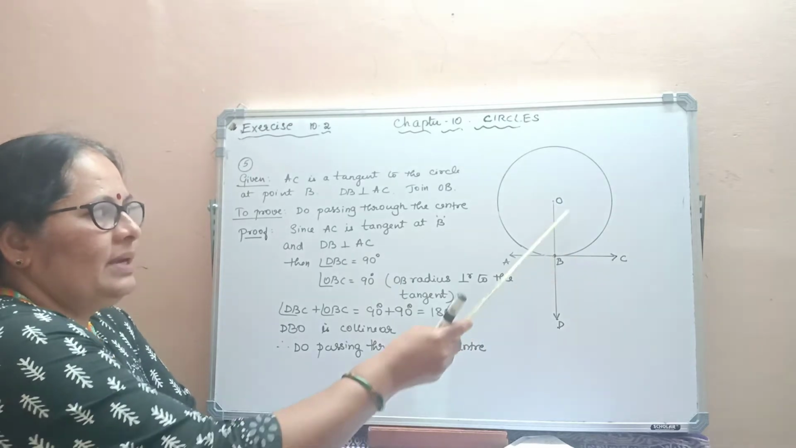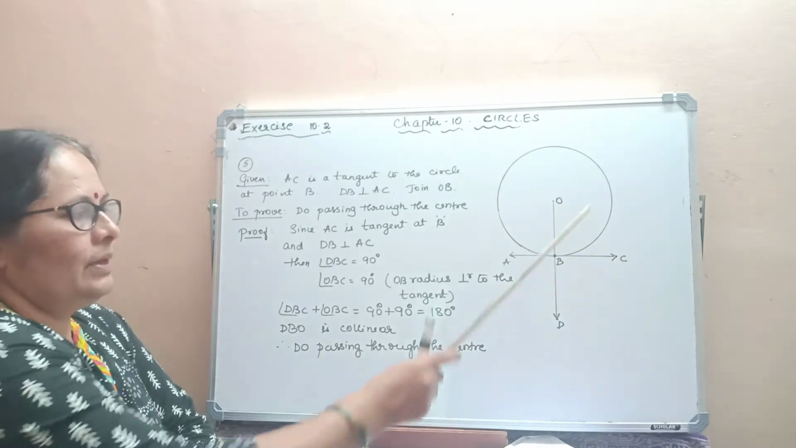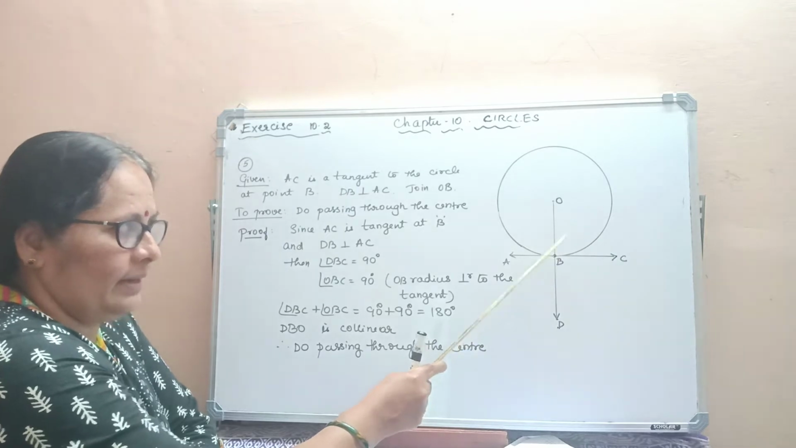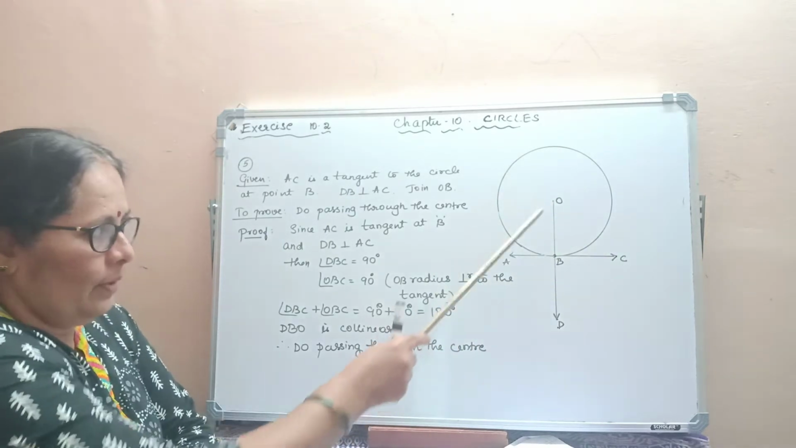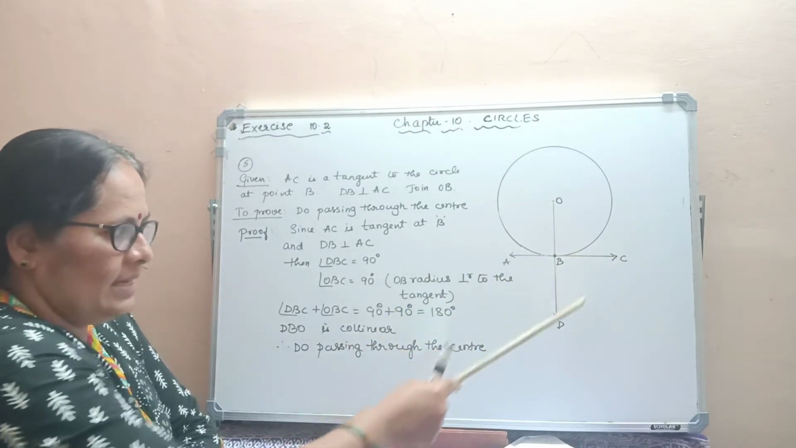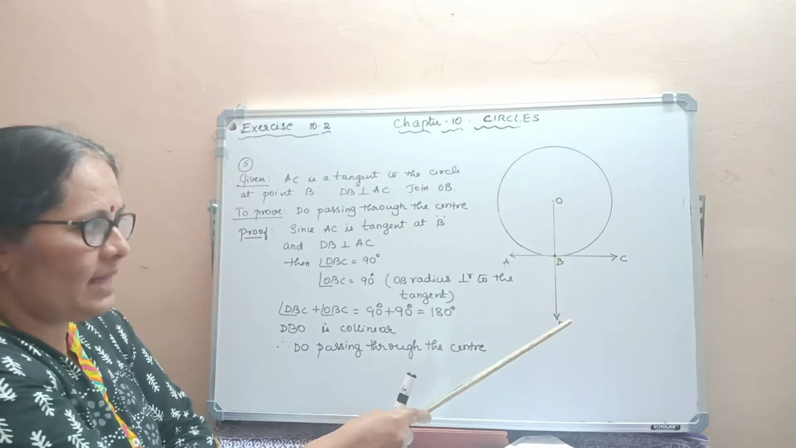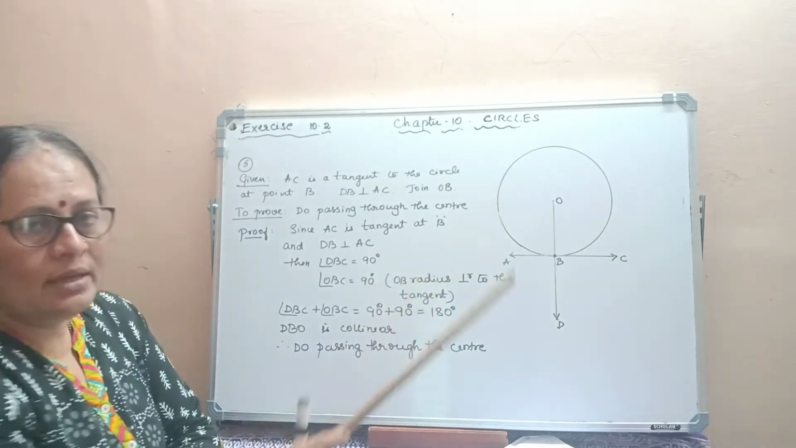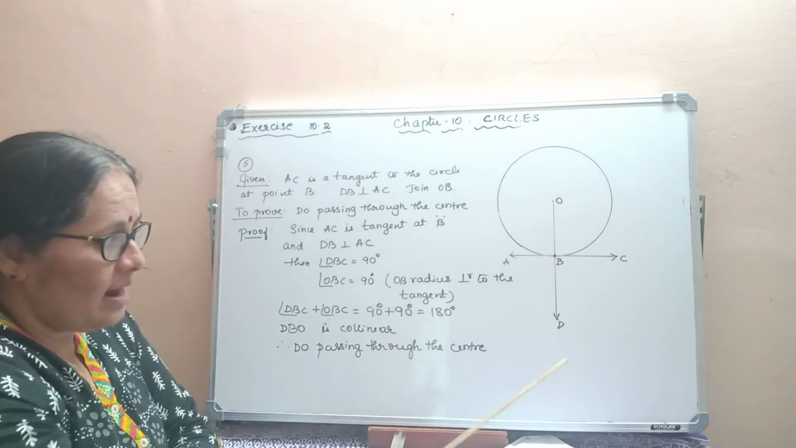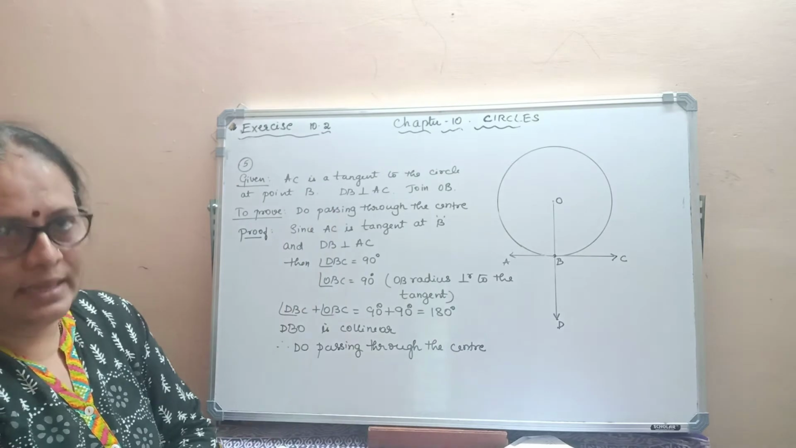Now join BO. BO is nothing but the radius of the circle. So this radius is perpendicular to the tangent at the point of contact. It means OBC is also 90 degrees. Angle OBC and angle DBC, that is 90 plus 90, is 180 degrees. It means that DBO is collinear. When DBO is collinear, you can say that the line DO is passing through the center of the circle.